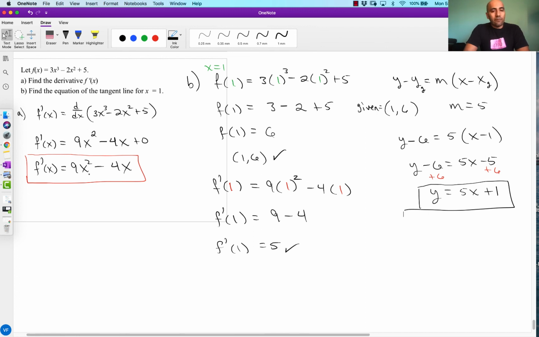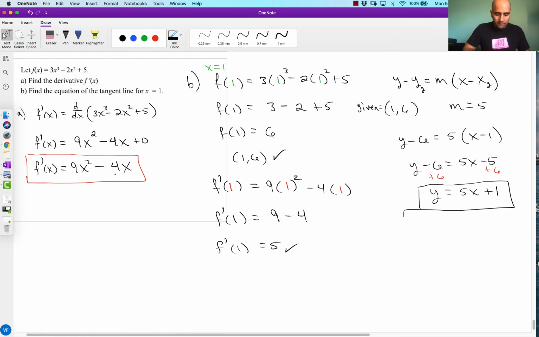Once we found that derivative, then we needed to do two things. We need to find a point that we're interested in. They said find the equation of the tangent for x equals 1. That's why we used the original function evaluated at 1 to give me my ordered pair. And then I use the value x equals 1 and apply it to the derivative function to find the slope of the line tangent at that point. Right? That's what the derivative function does. It gives me the slope of the line tangent to that point.